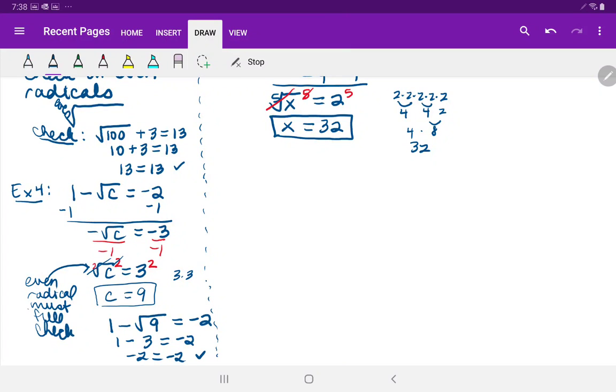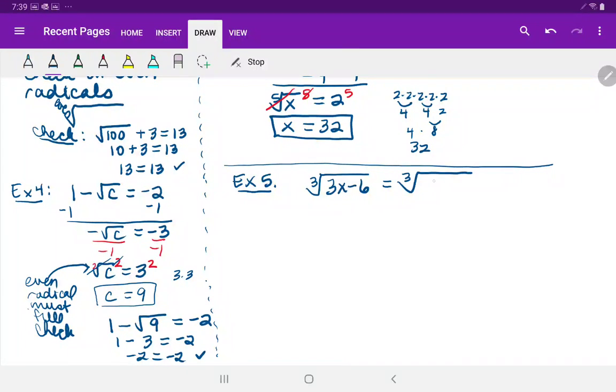Let's see if I have another one. Oh, let's do one like this. This is example 5, but it's in the odd radical column. So that's why I'm putting it on the right side and not the left side. Okay, so I have the third root of 3x minus 6 equals the cube root of 5x plus 14. So I need to get rid of the cube root. So to get rid of the cube root, you're going to cube each side.